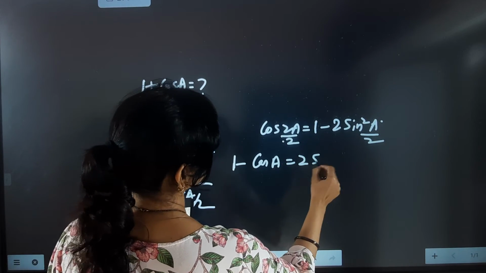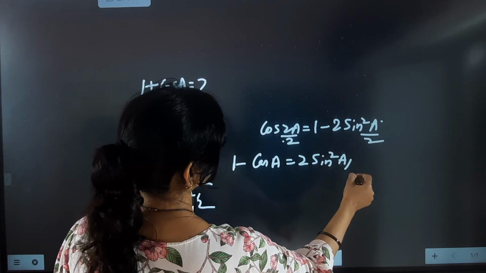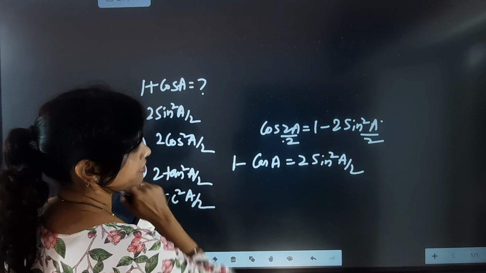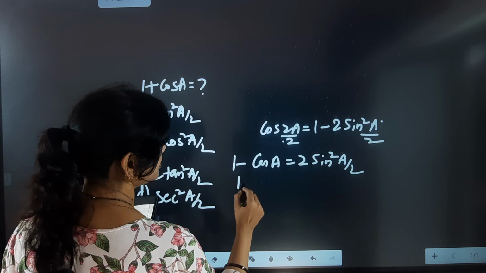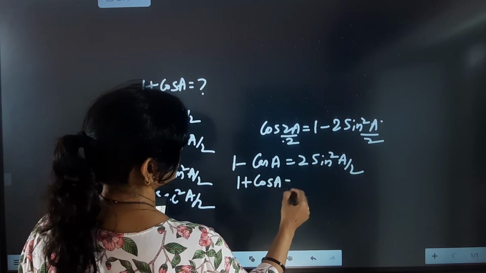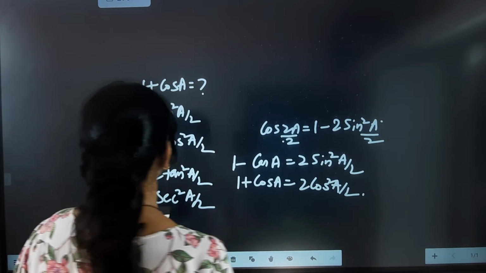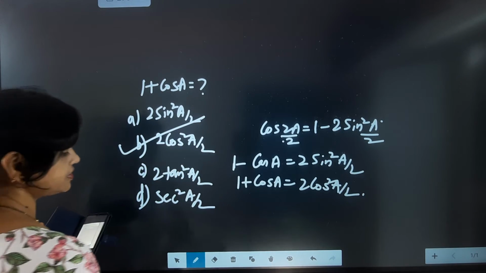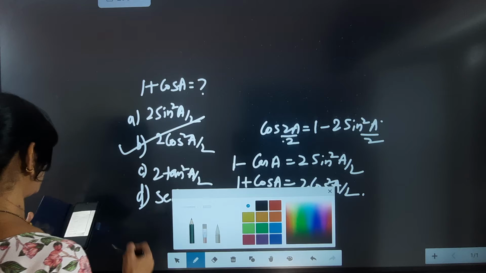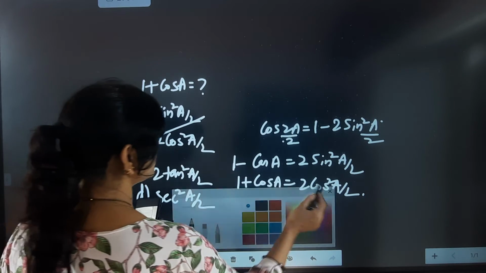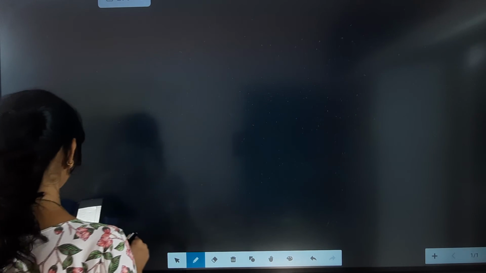So 1 minus cos a is nothing but 2 sin square a by 2. But here 1 plus cos 2a, if you take cos a, it will become 2 cos square a by 2. So the answer will be exactly coming as B. So question number 15, answer is coming as B. B is the correct answer.